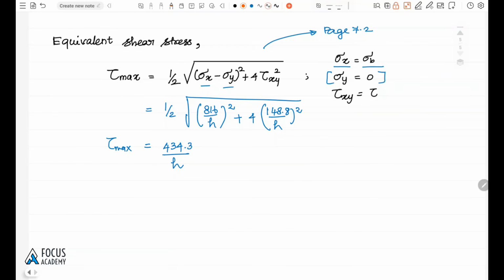In the problem, the maximum stress value is already given, which should not exceed 100 Newton per mm square. So by equating the tau max value to 100 Newton per mm square, we can calculate the height, that is 4.34 mm. So this is your size of weld. By rounding the value 4.34, that is approximately equal to 5 mm. We have to choose the next higher value. So 5 mm is the welding size for the given condition. Thank you.